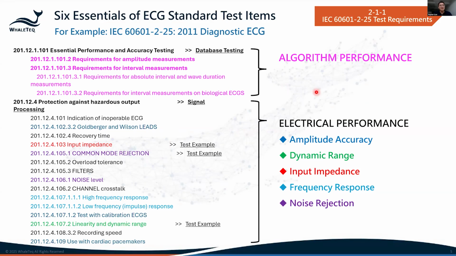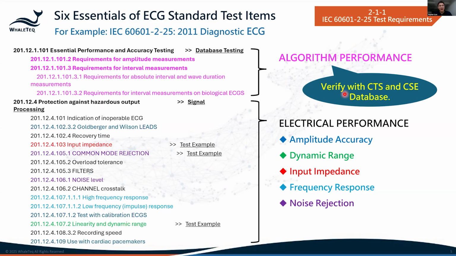The first essential is algorithm performance. This is where you verify your algorithm brain, as the standard requires all ECG developers to test the accuracy of the amplitude and time domain measurements. We do this by comparing your device's measurement results against reference values, which are the global answers found in the CTS and CSE databases. This ensures your algorithm is interpreting cardiac signals correctly.